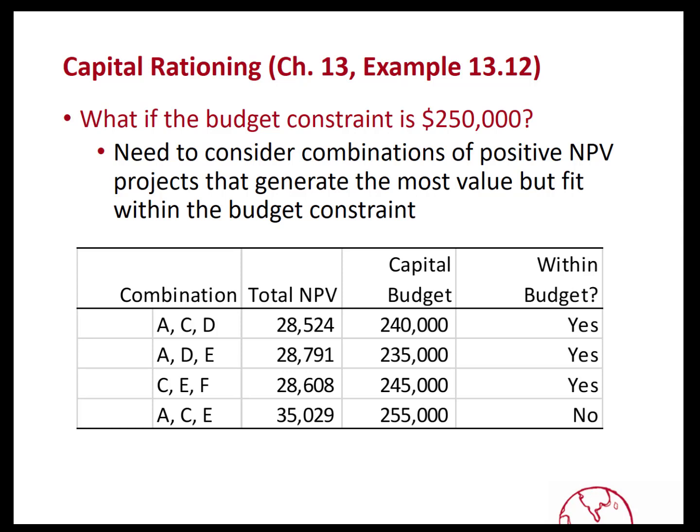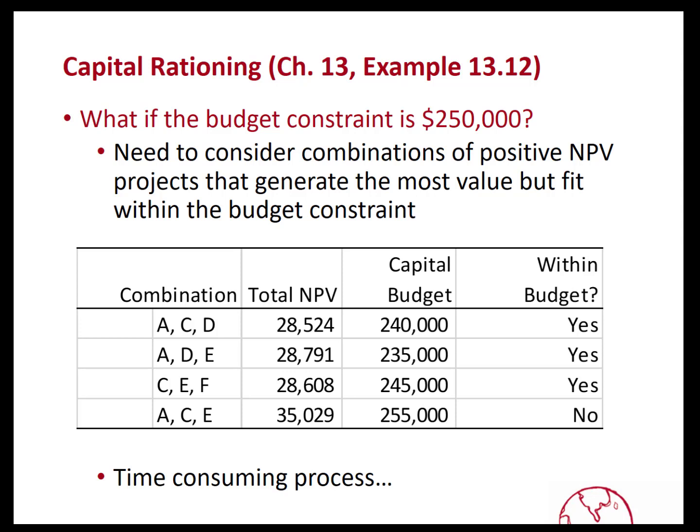We can do this again for a combination ADE, CEF, ACE, and you'll see that the final combination, ACE, has the highest net present value, but it blows the budget constraint. It goes over $250,000. So it looks like the best project is going to be A, D, and E because it generates the highest NPV but fits within the budget constraint.